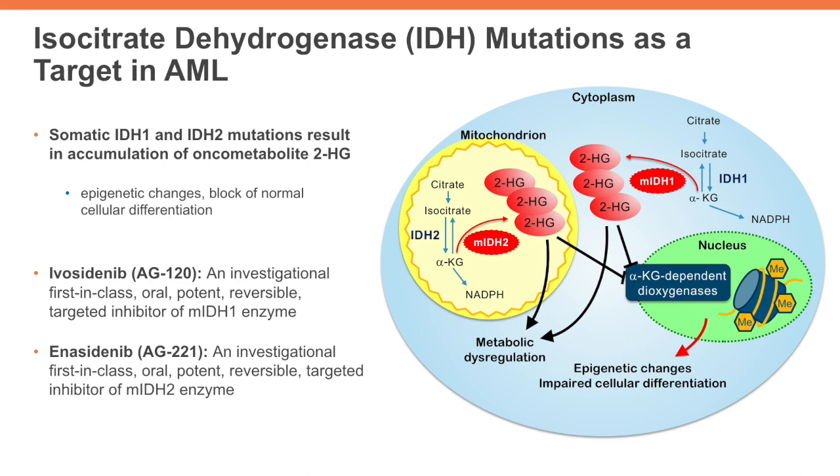Ivosidenib, formerly AG120, is an investigational first-in-class, oral, potent, reversible, targeted inhibitor of the mutant IDH1 enzyme, and Enasidenib, formerly AG221, is an investigational first-in-class, oral, potent, reversible, targeted inhibitor of the IDH2 mutant enzyme, and both of these are now FDA approved for the treatment of our patients with relapsed refractory AML.